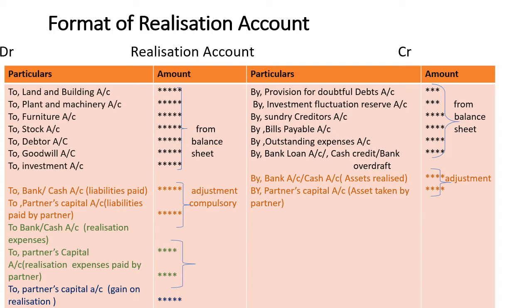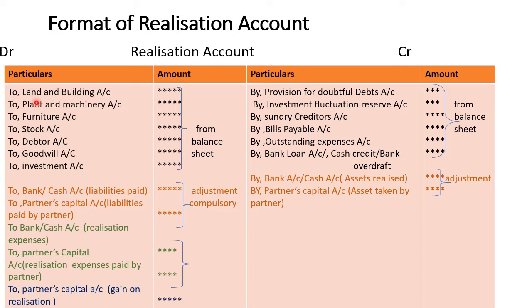Okay. And while transferring the assets, we will not transfer cash, bank, any partner's capital account showing a debit balance, the advertisement suspense account, or any loss. These will not be transferred to the realization account. All the rest of the assets will be transferred to the debit side of the realization account. So here we have transferred all the assets. First, we transfer all the assets to the debit side of the realization account.